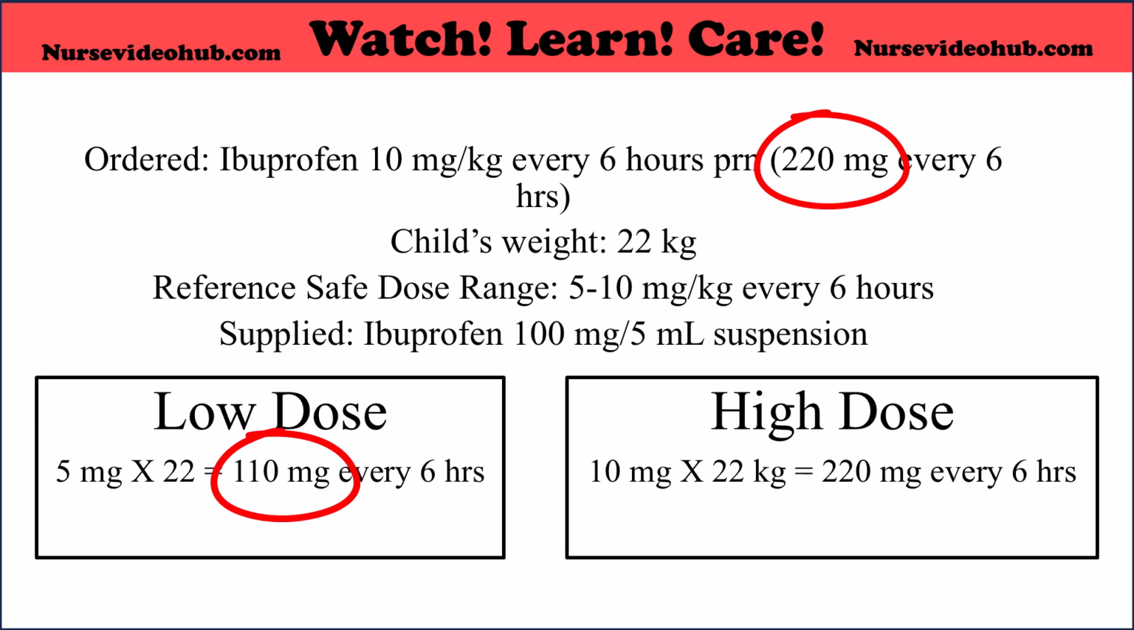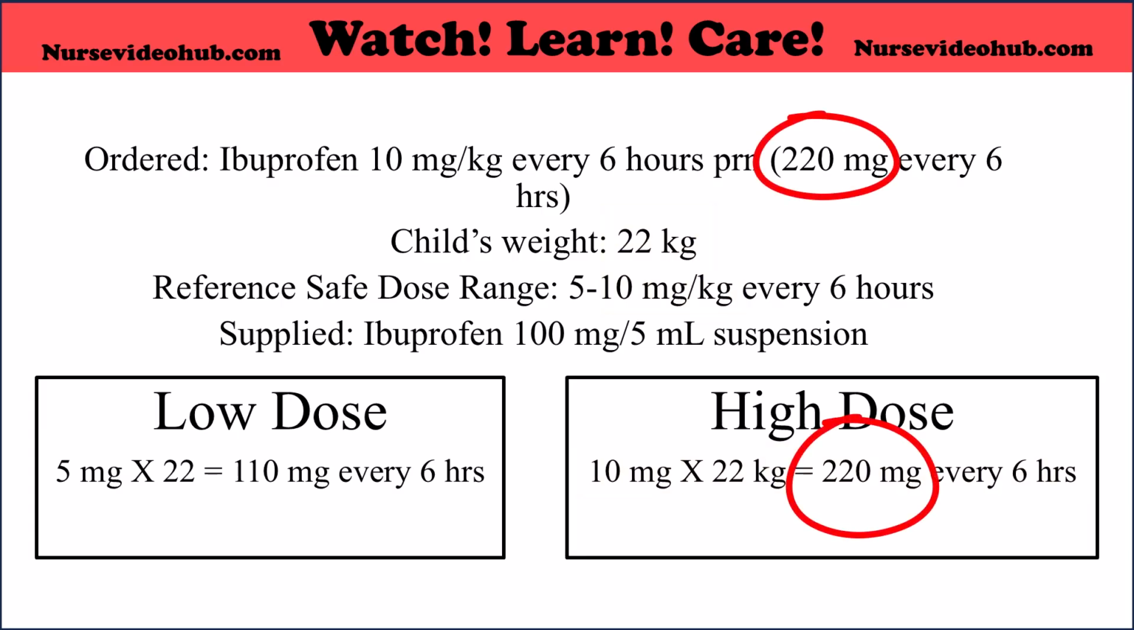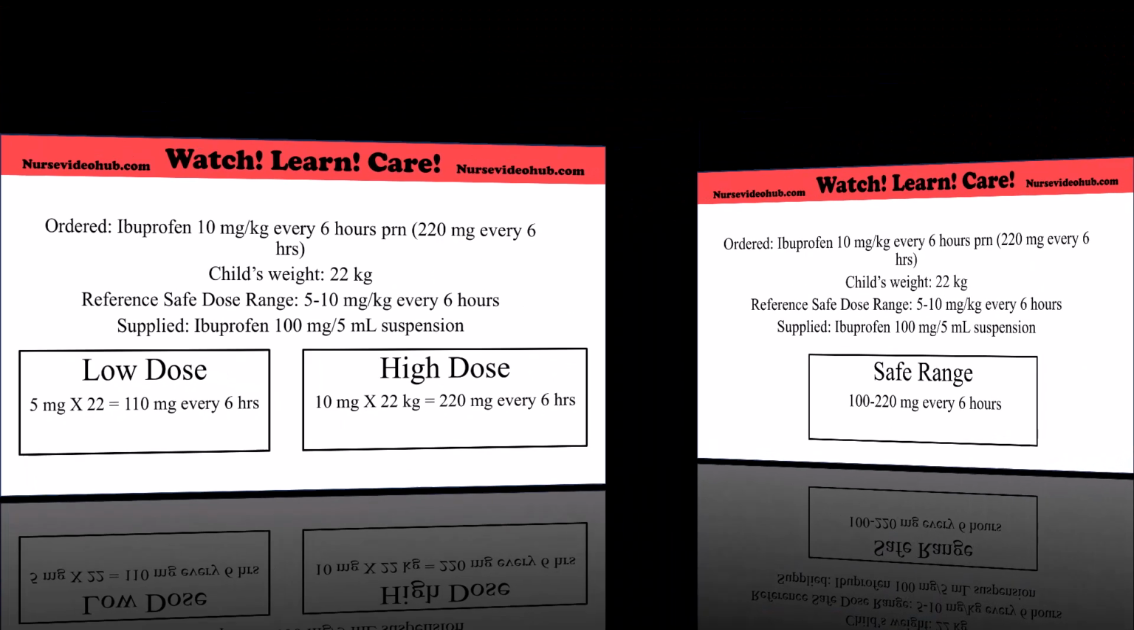Now you need to ensure it is at or below the high dose. The high dose is 10 milligrams times 22. The high dose is 220 milligrams every 6 hours. This number is the same as 220 milligrams ordered. This dose is safe, falling between the low and high dose range.